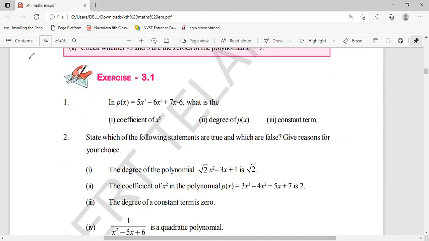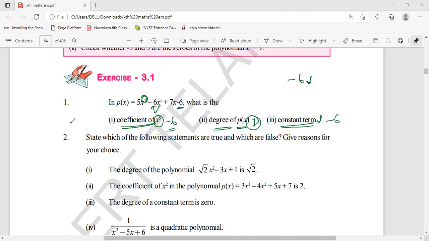So here they are asking what are the coefficients of x square, the degree of p of x, and the constant term. What is the coefficient of x power 5 here? Just go to x power 5. What is before it? Minus 6. We have to take it with the symbol. So the coefficient of x power 5 is minus 6. And the degree of the polynomial, what is the highest degree? We always have to see the highest degree of the polynomial, that is 7. And what is the constant term? Constant term means without x. Without x is minus 6.